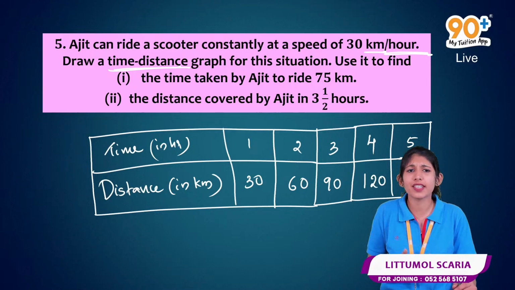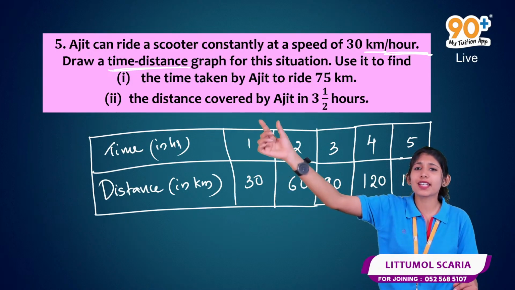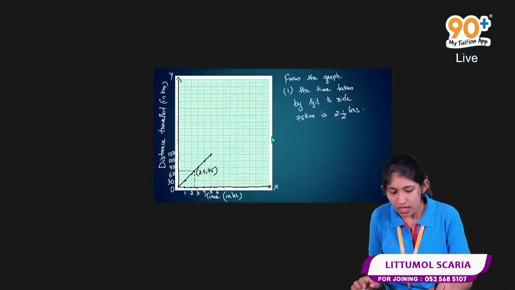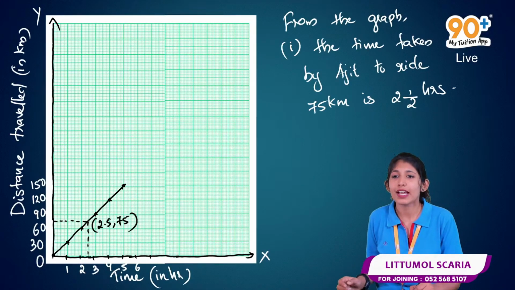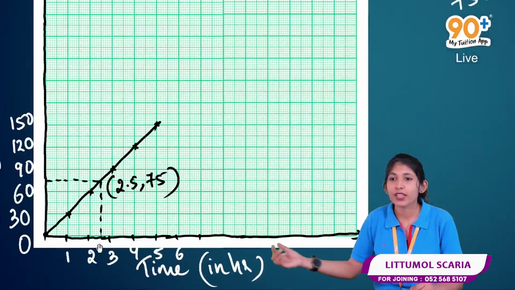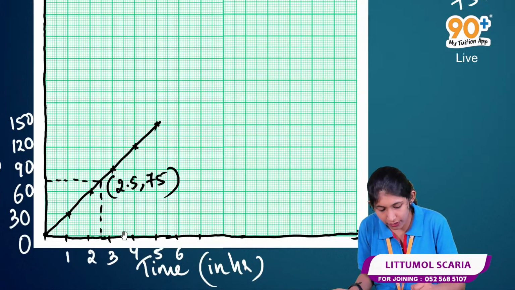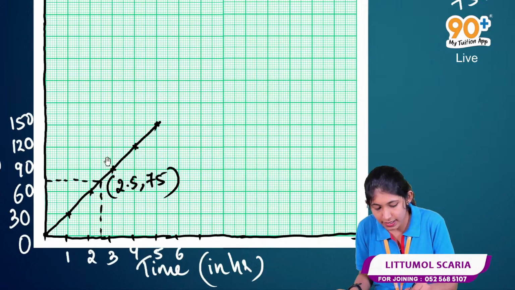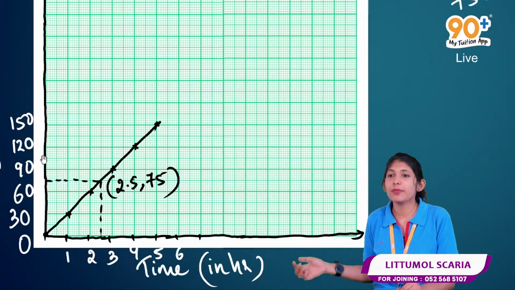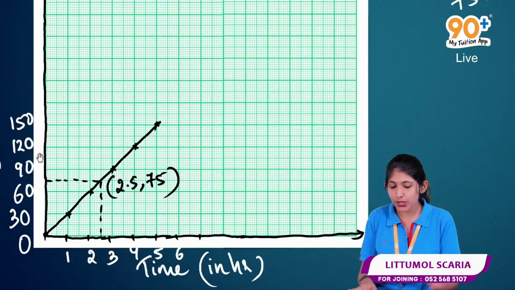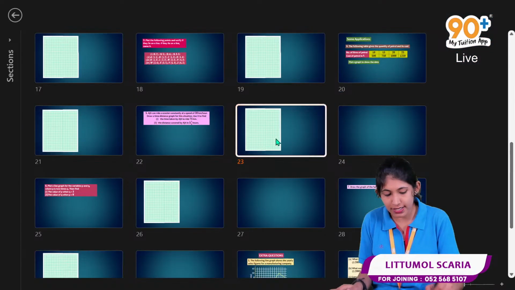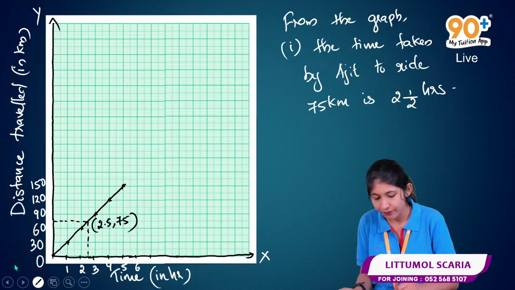Okay, yes, 3:30. The distance covered by Ajit in 3.5 hours. So we'll say 3.5 hours. Exactly in the middle of 3 and 4 comes your 3.5 hours. Go to your graph. Yes, and this is the point. And what's the distance? The middle of 90 and 120. What's the distance in the middle of 90 and 120? Yes, it is 105 kilometers.